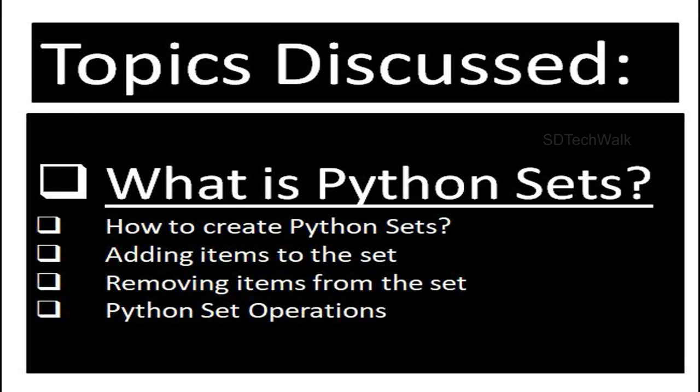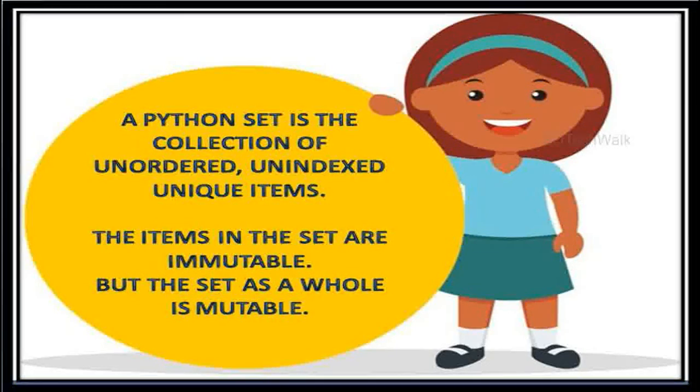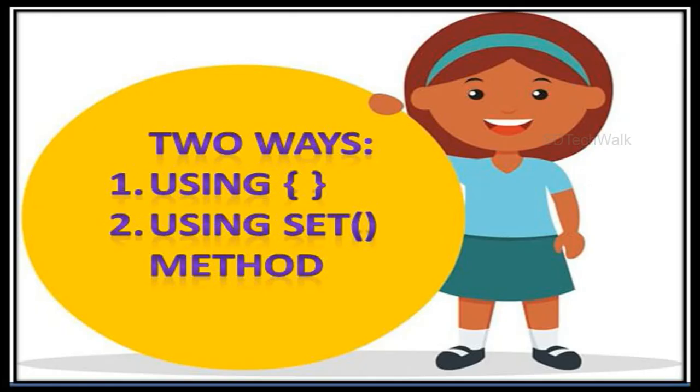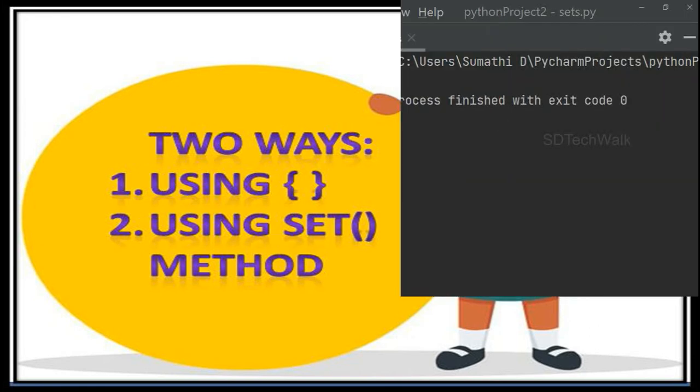What is Python set? A Python set is the collection of unordered, unindexed, unique items. The items in the set are immutable, but the set as a whole is mutable. This is my Python set. Okay, now how to create Python sets? There are two ways how we can create Python sets. One is using curly brackets and the other one is using set method. Okay, let's move on to the Python editor and I'll show you with an example.